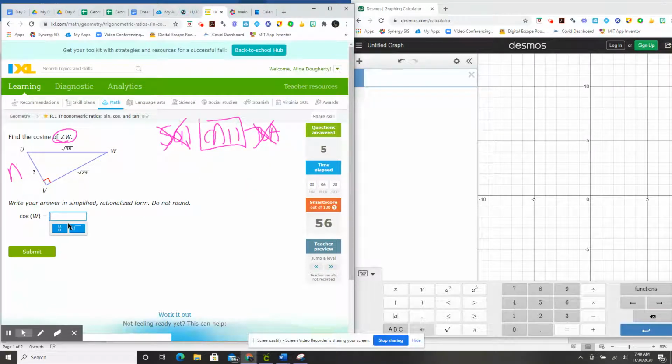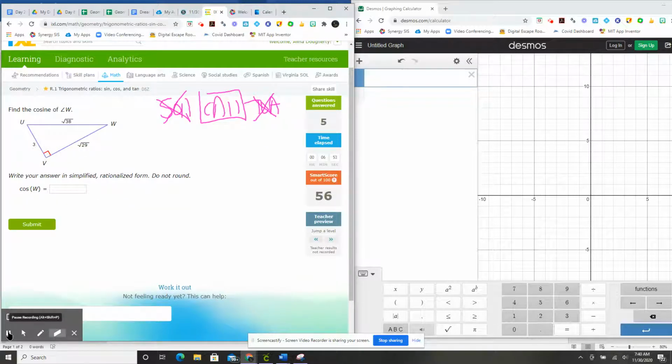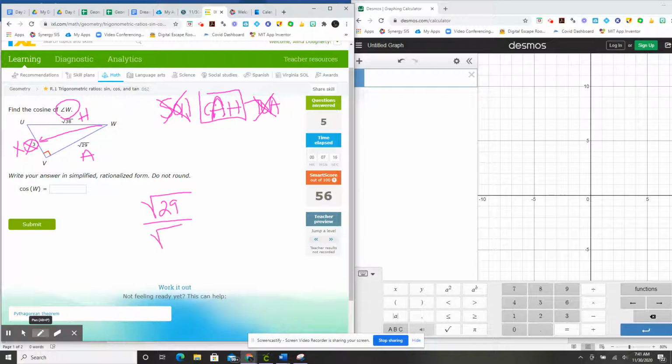I'm trying to get off a cosine, so I'm going to pause the video. It did give me some radicals here, so even though it's still cosine and we're doing adjacent over hypotenuse, if I go from W, this is my O, don't need that. This is my H, and this is my A. So square root of 29 divided by the square root of 38. It says it wants it in rationalized form.